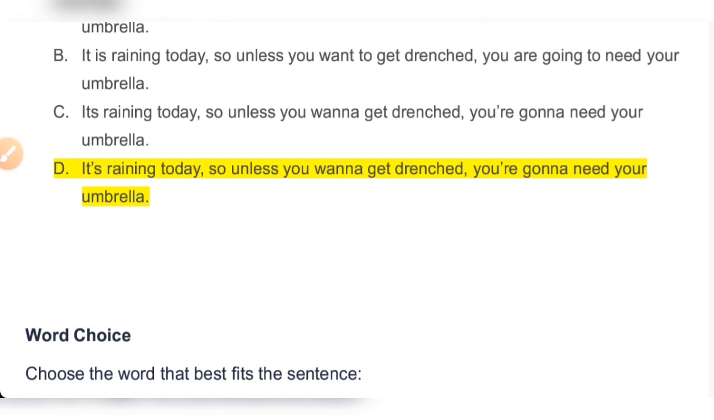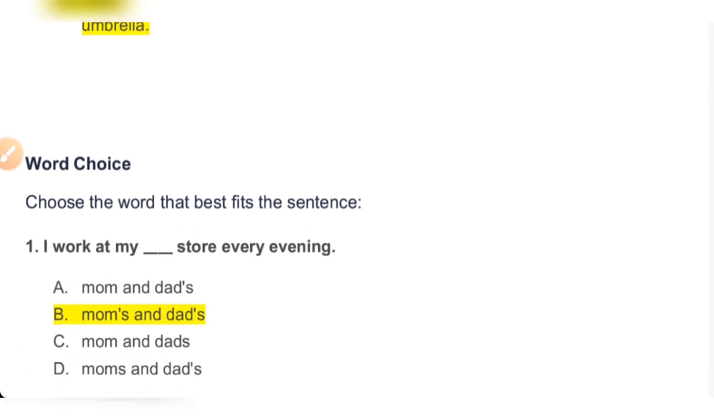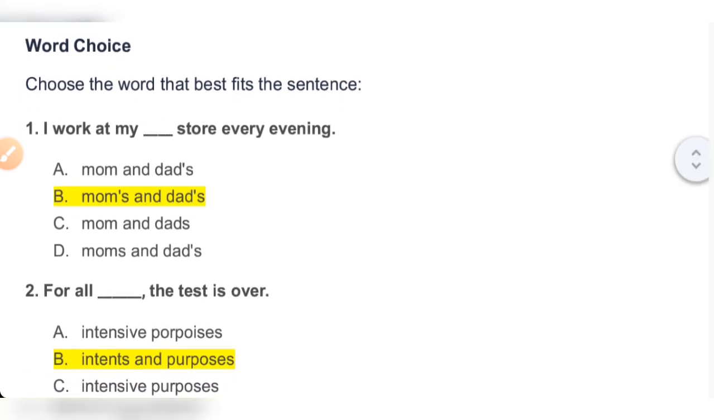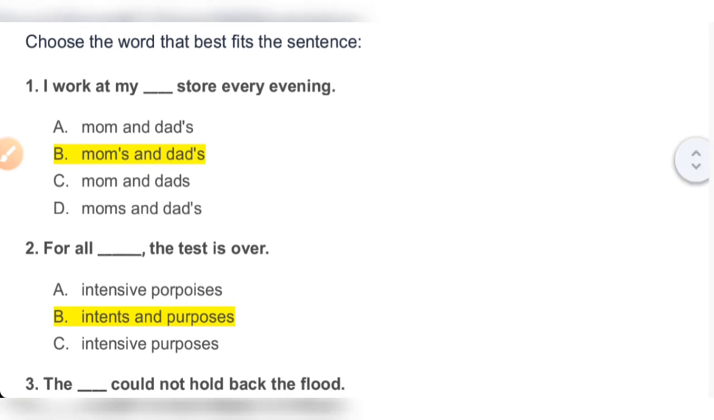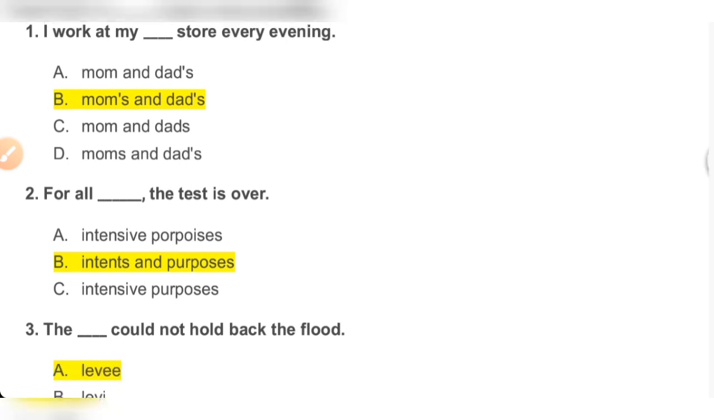Second part of the MCQ questions is word choice. So choose the word that best fits the sentence. First question is: I work at my dash store every evening. There are four different options and the correct option is moms and dads. This is the correct option. Second question is: for all dash, the test is over. There are three options and the correct option is option B, intents and purposes. This is the correct option.